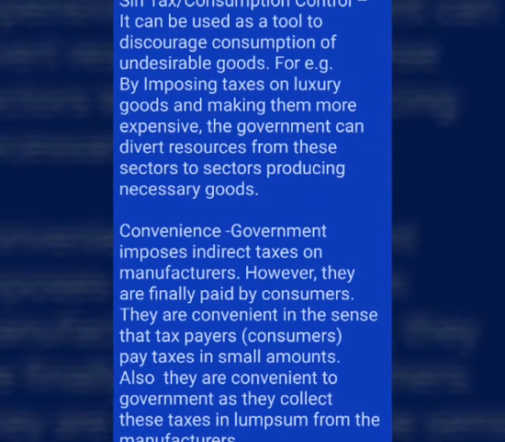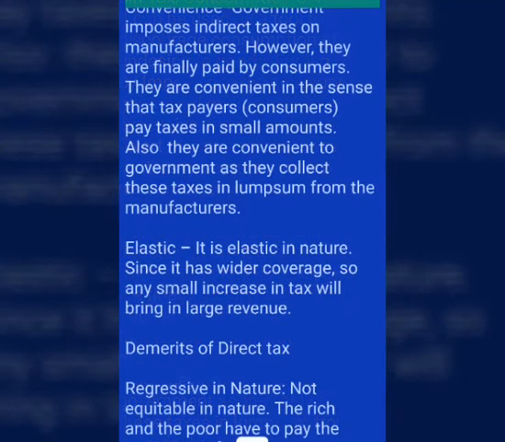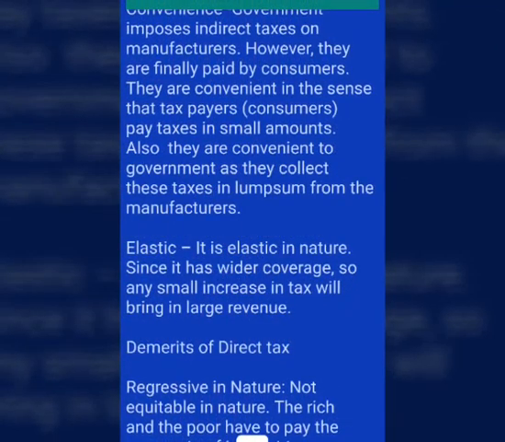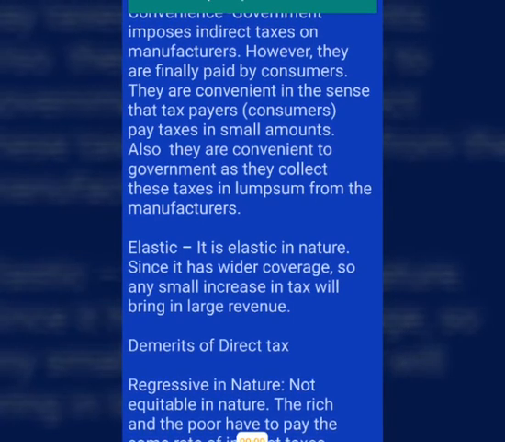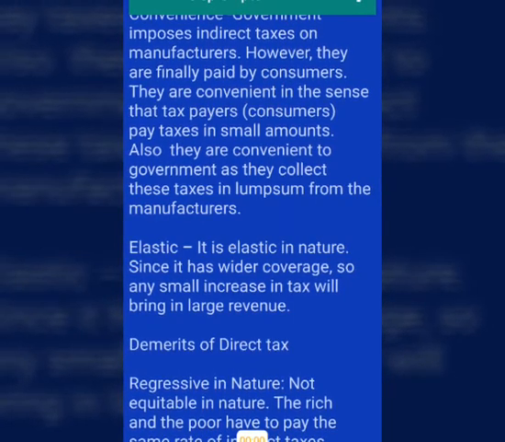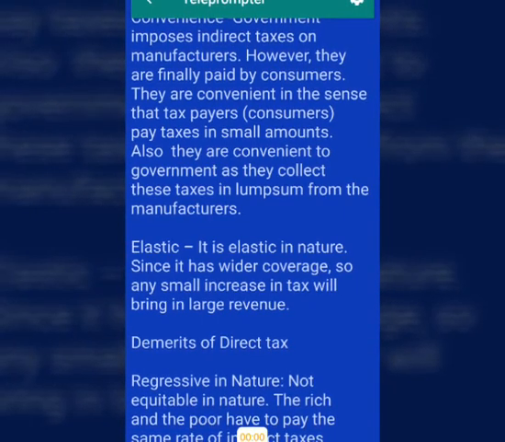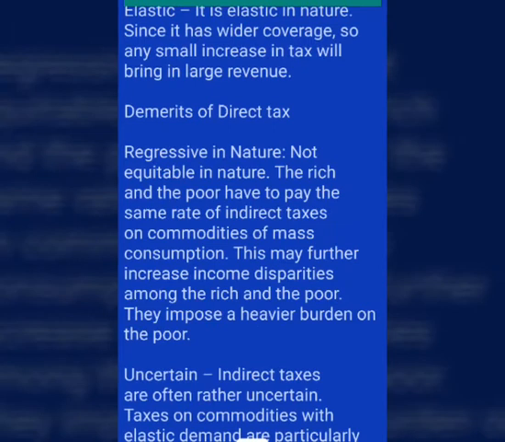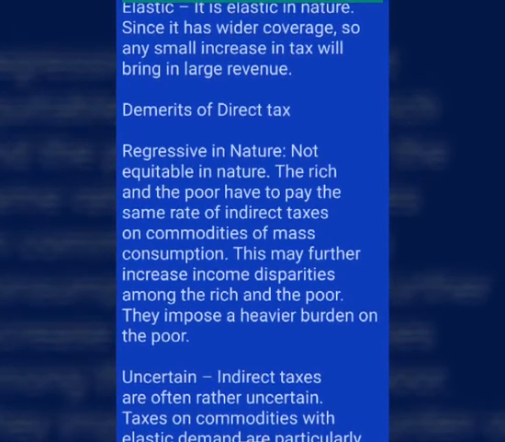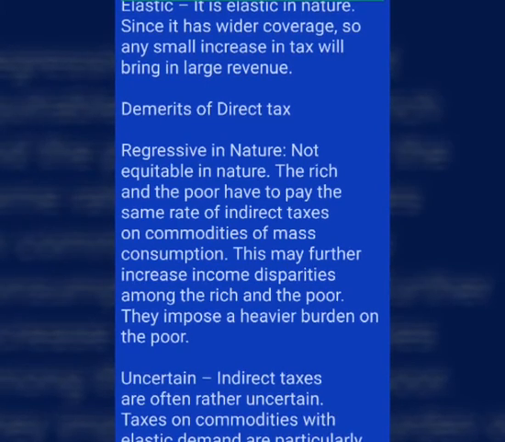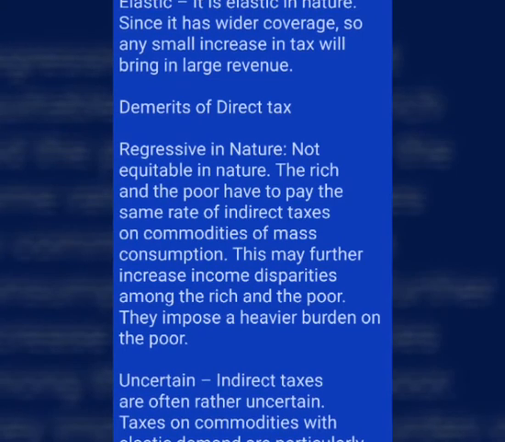Types of direct taxes. Income tax. Corporate tax. Minimum alternative tax, MAT. Dividend distribution tax, DDT. Securities transaction tax. Commodity transaction tax. Capital gains tax, CGT. Fringe benefit tax, FBT. Wealth tax. Estate duty. Merits and demerits of direct tax. Types of indirect tax. Customs duty. Central excise duty. Central sales tax. Service tax. GST. Merits and demerits of indirect tax.